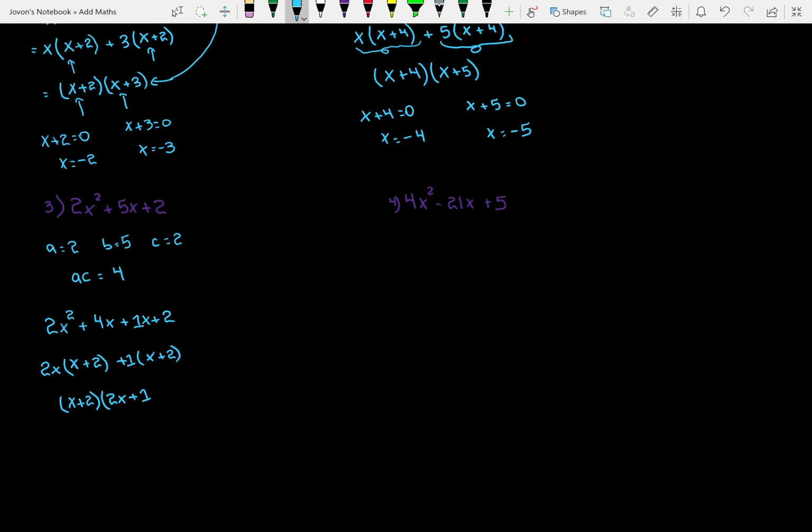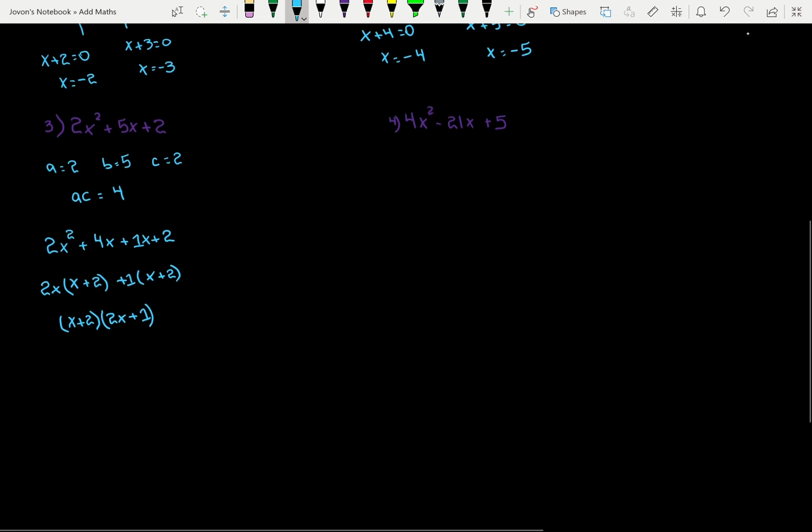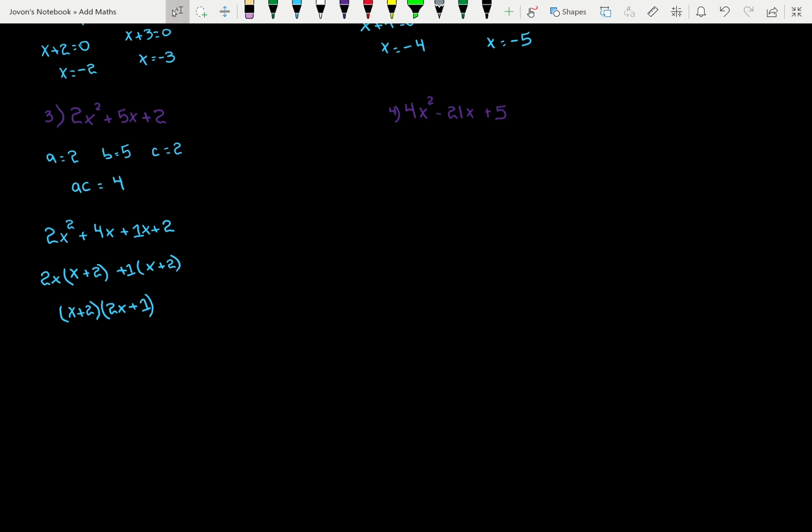Okay, and again now, if we want to find the value of x when this quadratic is 0, all we do is x plus 2 is equal to 0. Therefore, x is equal to negative 2. 2x plus 1 is equal to 0.